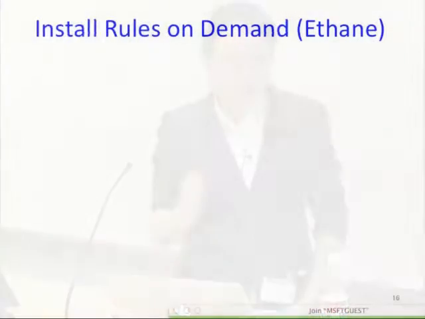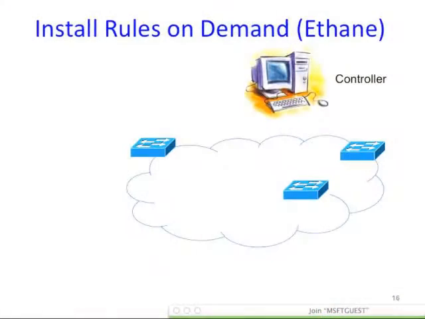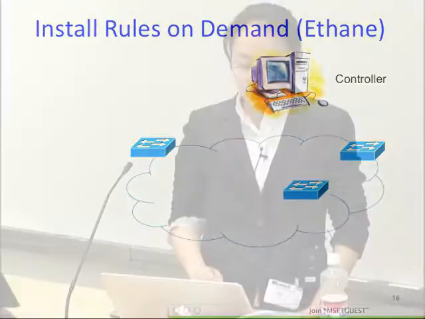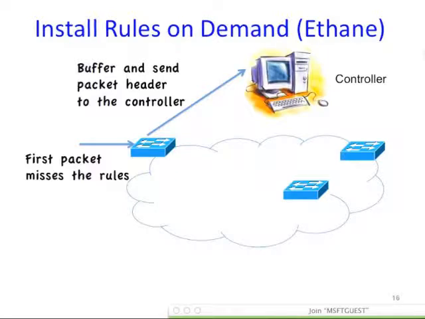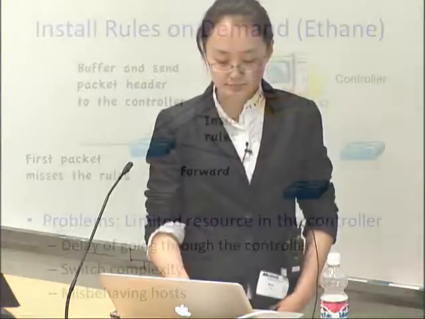So a different solution, proposed by Ethane, has the basic idea that we can install the rules on demand. When the first packet arrives at a switch that doesn't have any rules, the switch buffers the packet and sends the packet header to the controller. Then the controller will look up its rule database, find the rules, and install the rules in the switch, so that the following packets can match these rules and get processed.